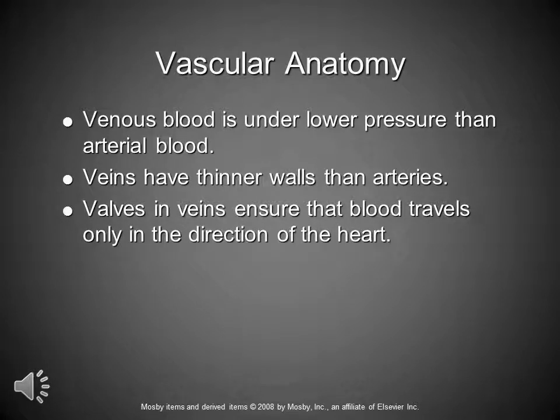Venous blood is under lower pressure than arterial blood. Arterial blood is a much, much higher pressure system. Therefore, the veins have thinner walls than arteries. They don't have to handle as much pressure. They don't have to be as thick or as strong.